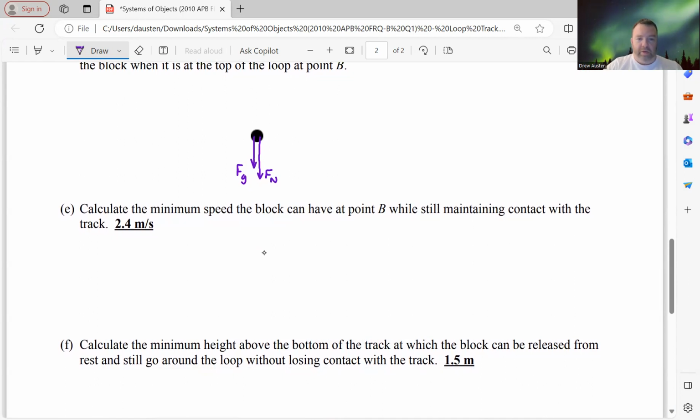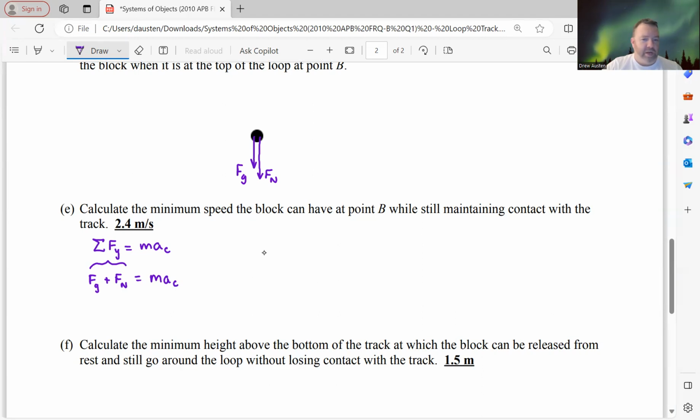In part E, we want to calculate the minimum speed the block can have while still maintaining contact with the track. So we're going to do this by setting up Newton's second law for circular motion when the block is at the top of the track. Net force in the y direction is equal to mass times centripetal acceleration. And in this case, the net force in the y direction, if we treat the downward direction as positive, is going to be both the gravitational force and the normal force. So Fg plus Fn is equal to m a_c.